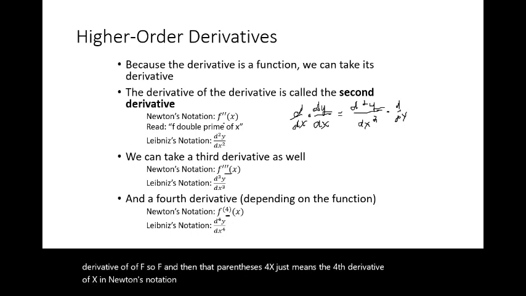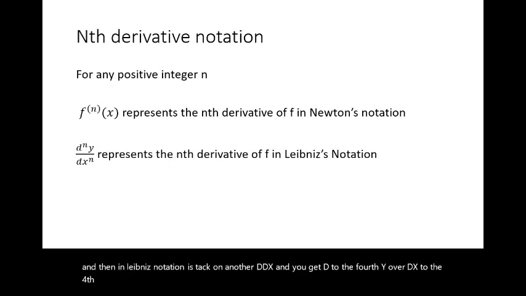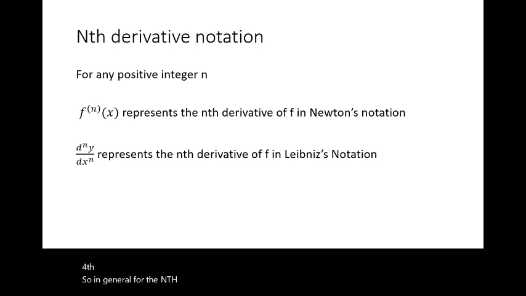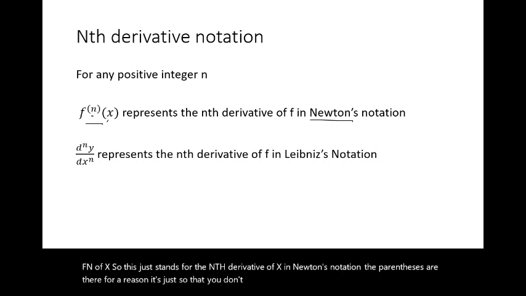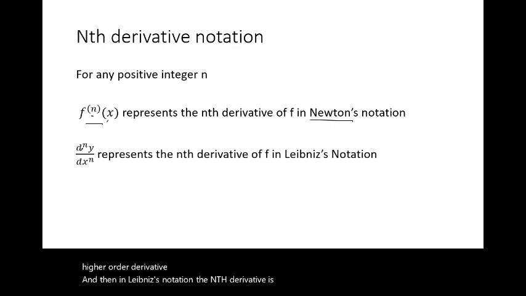And then in Leibniz's notation, you just tack on another d dx and you get d to the fourth y over dx to the fourth. So in general, for the nth derivative, this is going to be Newton's notation for really anything past the third derivative. It's going to be f parentheses n of x. So this just stands for the nth derivative of x in Newton's notation. The parentheses are there for a reason. It's just so that you don't get it confused with an actual exponent. This is just a higher order derivative. And then in Leibniz's notation, the nth derivative is going to be d to the n y over dx to the n.